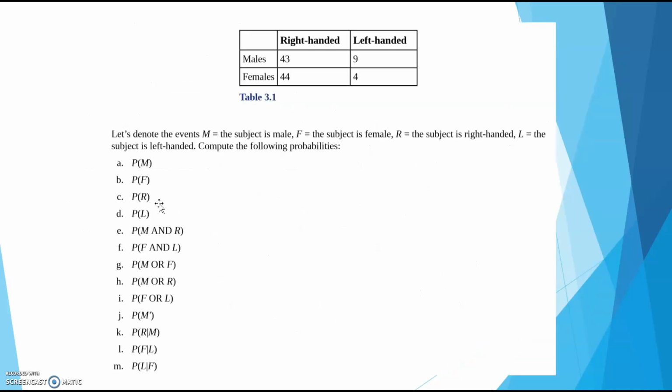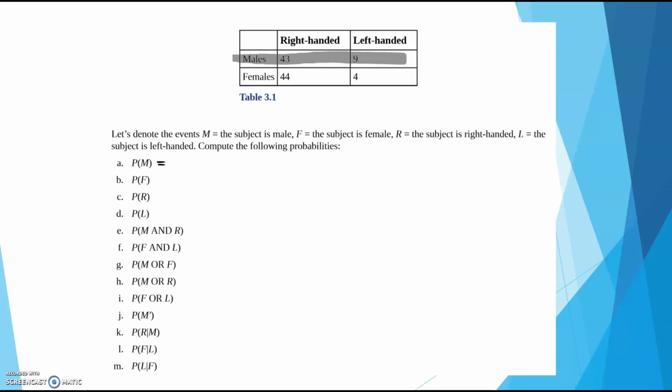Okay. Another way you could see probabilities is within a table. So for here, we're going to look at M will be for male, F will be for female, R will be for right-handed people, and L will be for left-handed people. Okay, so the probability of male given this table right here. Well, first off, I have to count how many males are within this table. So we're going to look at this right here.